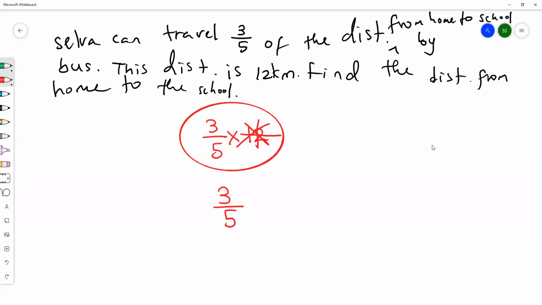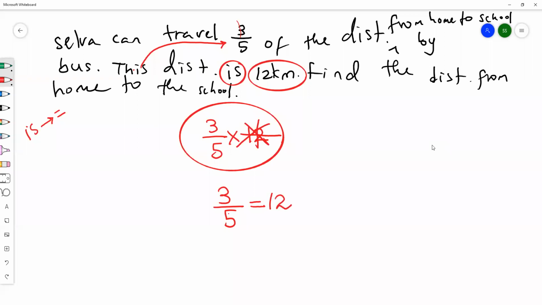3/5. Here see the word: this distance traveled by bus. This distance is 12. In maths, 'is' means what is the symbol? Multiplication? No. 'Is' means equal. Very good. Maths, 'is' is the equal mark. So 3/5 equals 12.